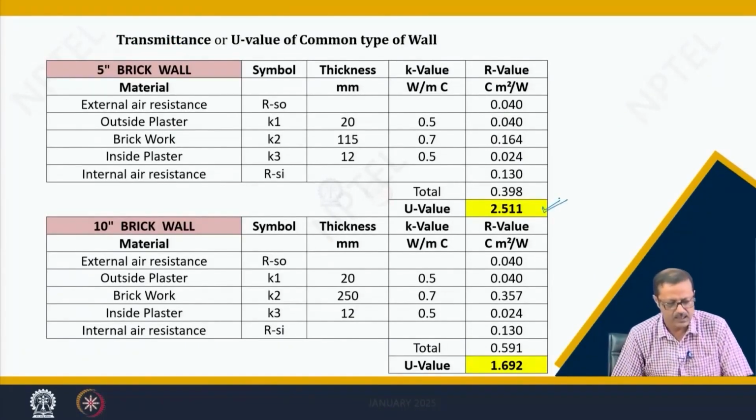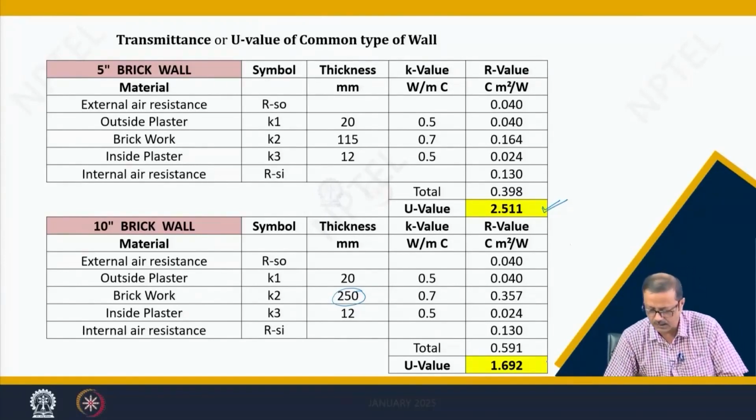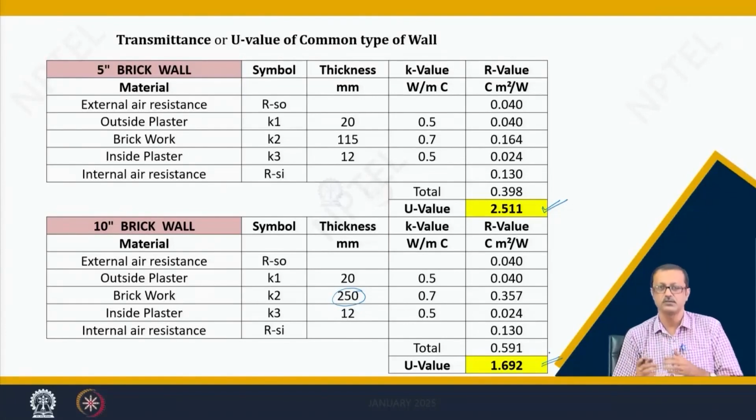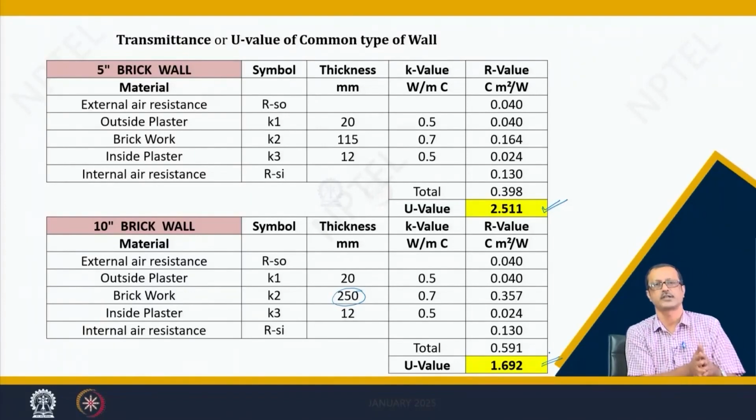I have calculated for the 5 inch brick wall, which just now I calculated as 2.5 or something like that. I have also calculated for the 10 inch brick wall, just changing the millimeter value from 115 to 250. So, the U value is reducing. U value reducing means it is tough to penetrate. The transmission is very low compared to the 5 inch wall, so that will give you much more protection from the heat also.